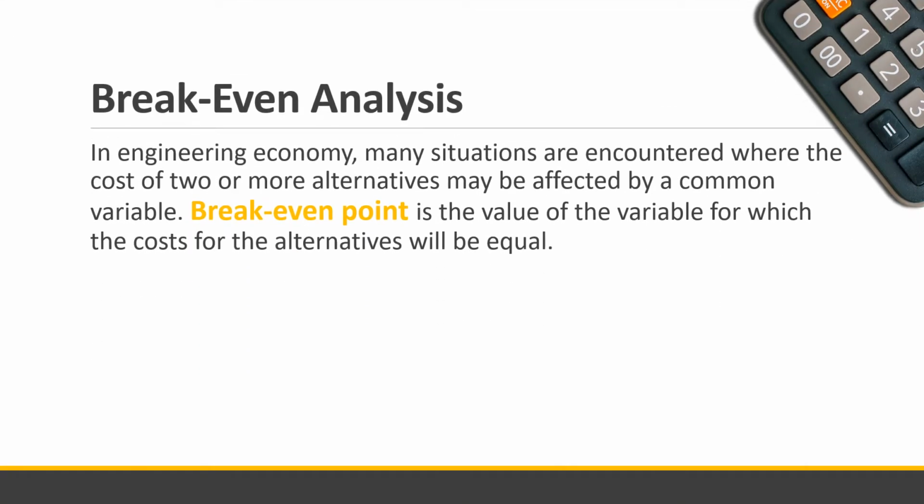So in engineering economy, many situations are encountered where the cost of two or more alternatives may be affected by a common variable. This is where the break-even point is the value of the variable for which the cost for the alternatives will be equal. So that is the break-even point. Considering two or more alternatives, the break-even point between those alternatives is where the costs for the alternatives are equal.